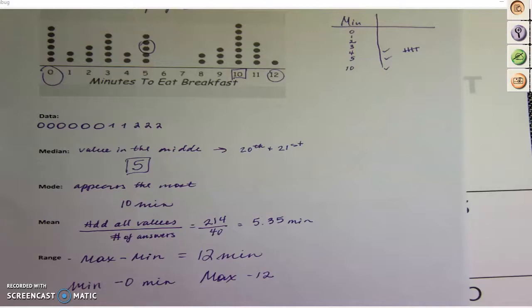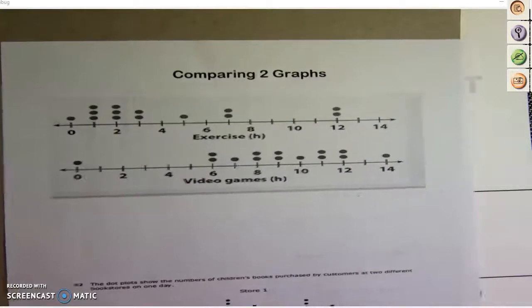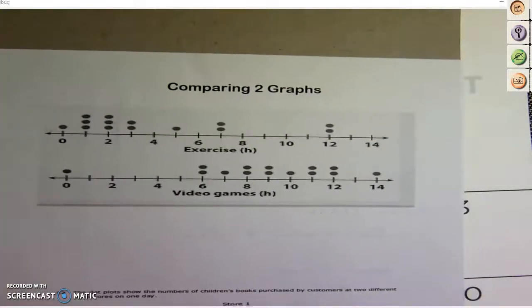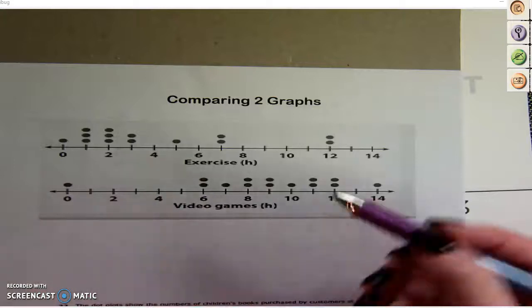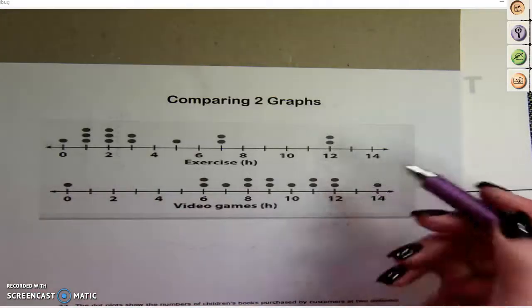So let's take a look at that comparison. How could you compare two graphs? So what could be some of your questions? So the second part of your note, let's take a look at the first two graphs. There are two graphs comparing how many hours people spend exercising versus playing video games. So this is very common, the actual comparison question.